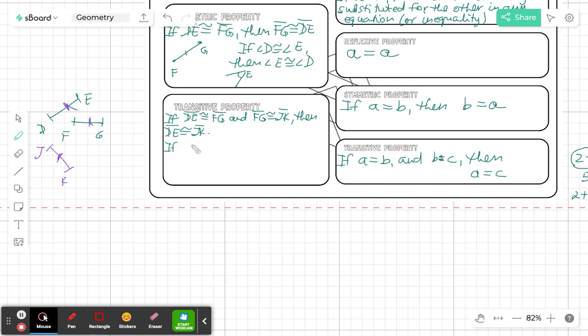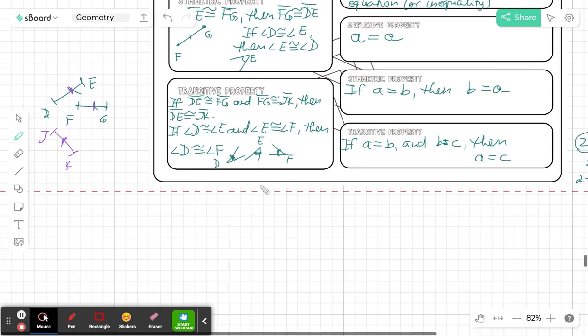Same thing for the angles. I would say that if angle D is congruent to angle E, and angle E is congruent to angle F, then angle D is going to be congruent to angle F. Right? So same thing, if I have my angle D over here congruent to angle E over here, and that angle is congruent to angle F over here, then angle D is going to be congruent to angle F, right? Because they're both congruent to my angle E.